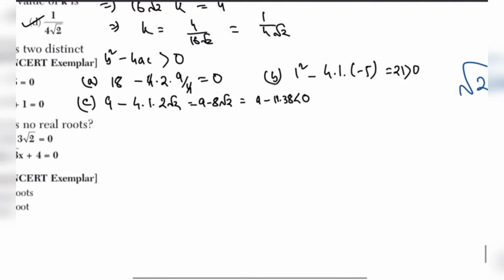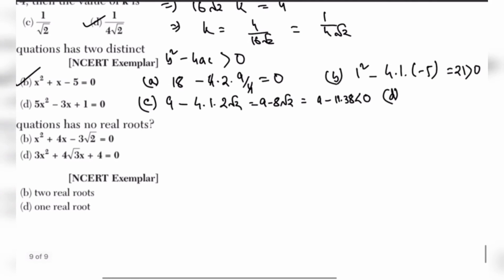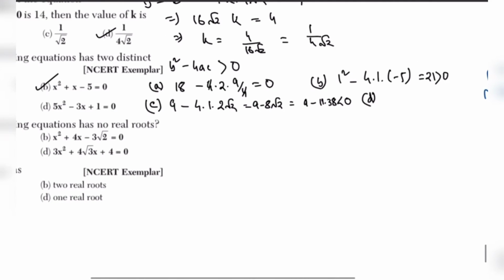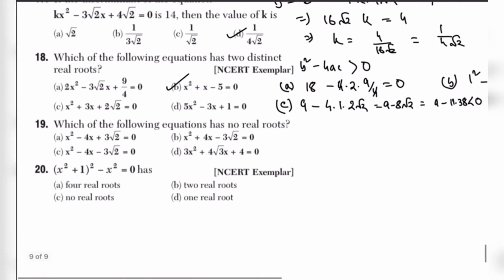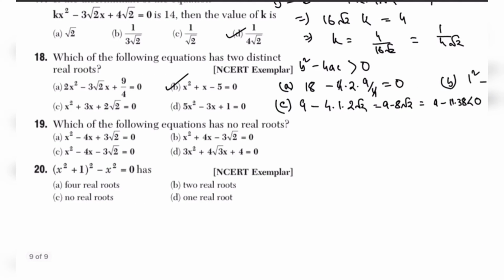What do we have for option D? 5x square minus 3x plus 1. So 3 square is 9 minus 4 times 5 times 1. This is clearly less than 0 because 9 minus 20. Now we want to check for b square minus 4ac less than 0.